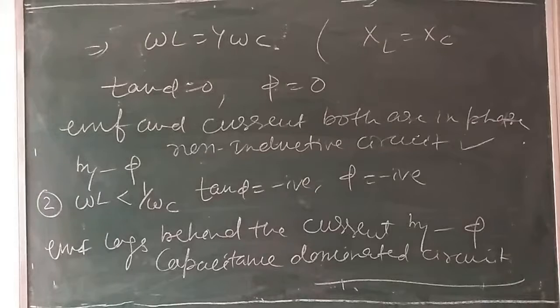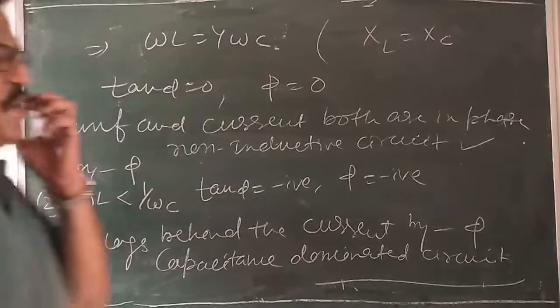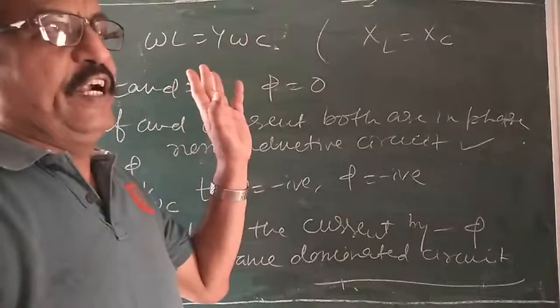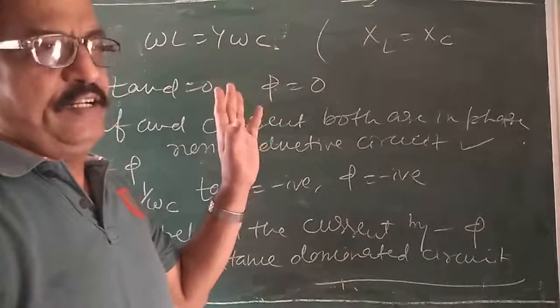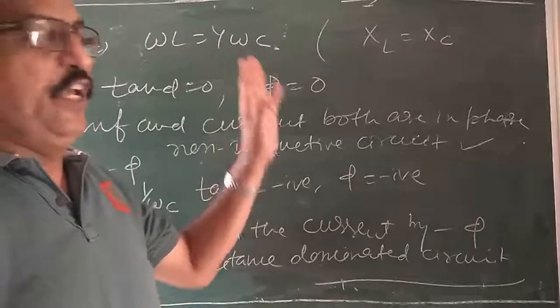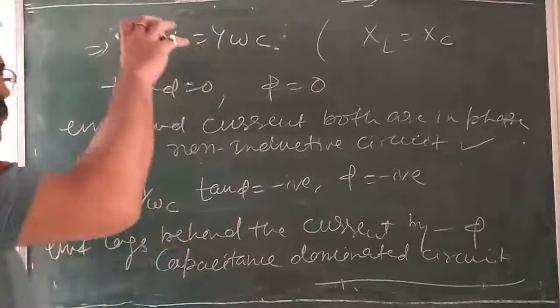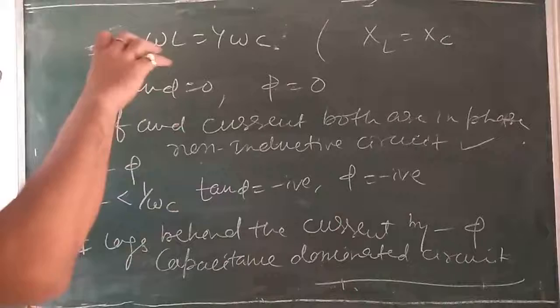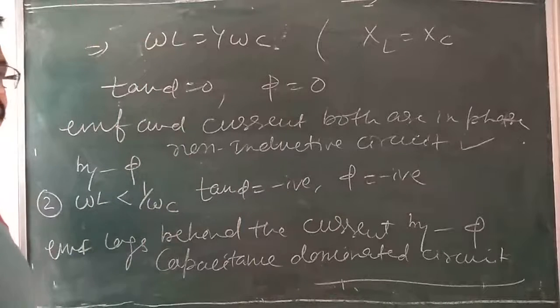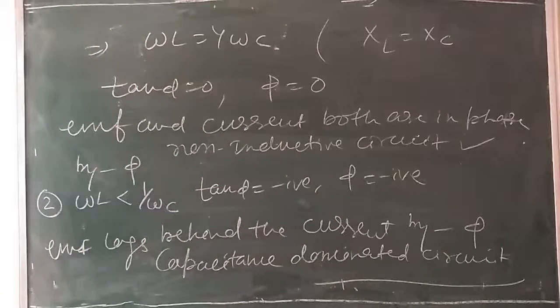So dear children, you saw a series circuit containing L, C and R, in which we have found out the phasor diagram and the impedance. Is that clear? So it's all for today.